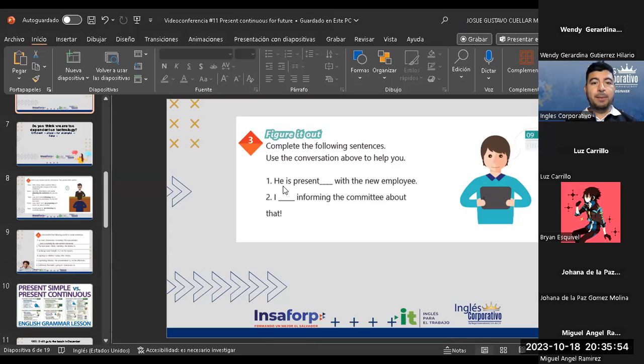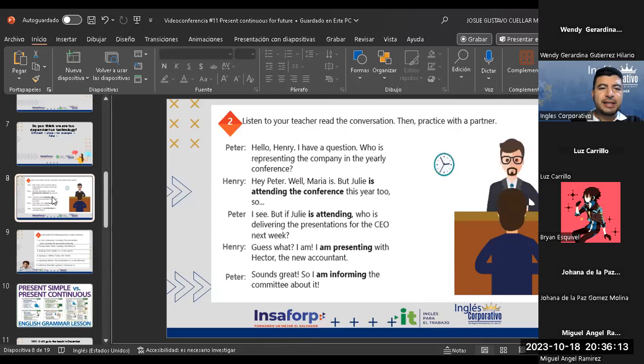Sujeto, subject, verb be. And the base form plus ing. La forma base que es present más el ing. Aquí ya está informing. Entonces, ya vamos a ver más ejemplos. We're going to check more examples so we can have a better idea. Una mejor idea. Okay. We have a conversation between Peter and Henry.